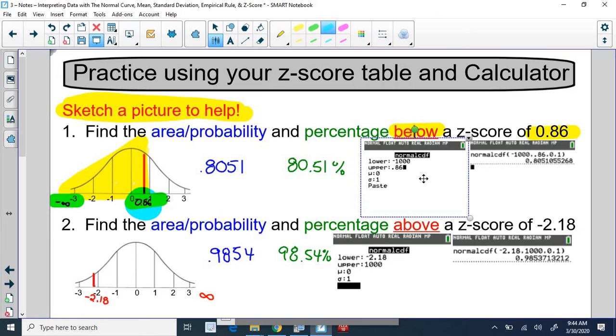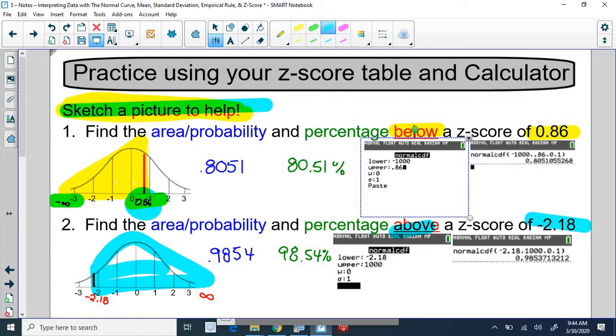Alright, so what if I wanted to find something that was above a z-score? Okay, so what I do is I graph it. Again, it really helps to sketch a picture of this graph. And I go from negative 2.18 to infinity here. It's the whole thing. And you can see that's going to be a large number.